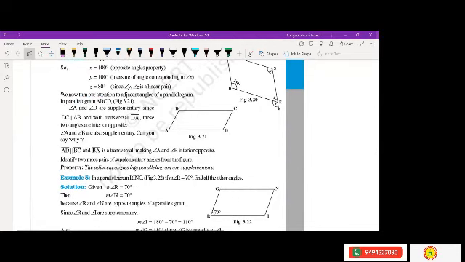It's written here, the adjacent angles in a parallelogram are supplementary. Which angles are supplementary angles? Those whose sum is 180 degrees. Rahim, keep your video on. Supplementary angles are those angles whose sum is 180 degrees.